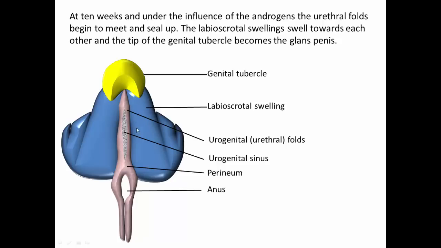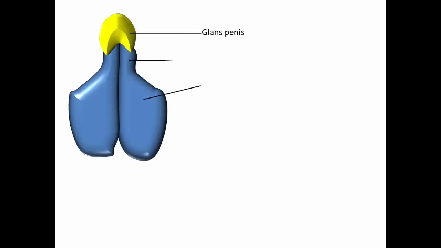It's just an opening at this point. So let's follow this along a little further. What's going to happen now is that the penis is going to begin to develop. A proper glans penis will be seen, and you can see that the scrotum has swollen so much, those labioscrotal swellings have swollen so much, they've become what we would call the scrotum, and they're joined down the middle.